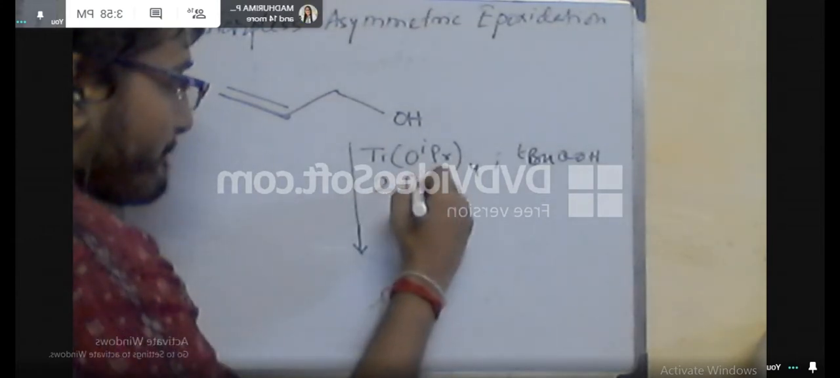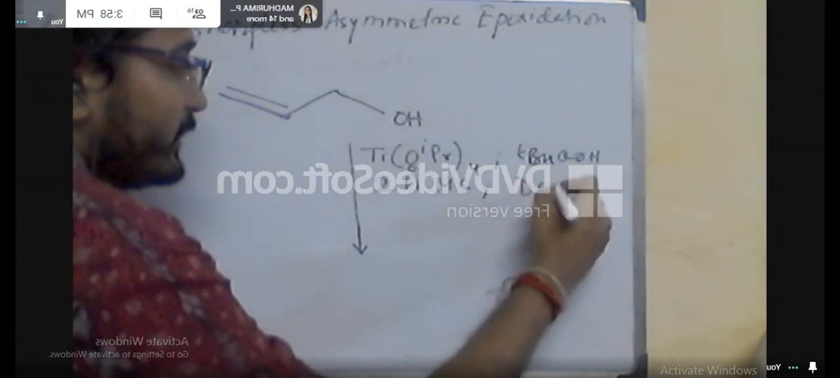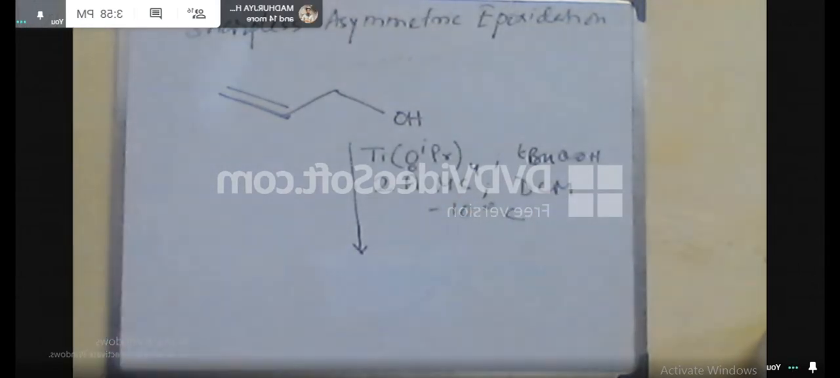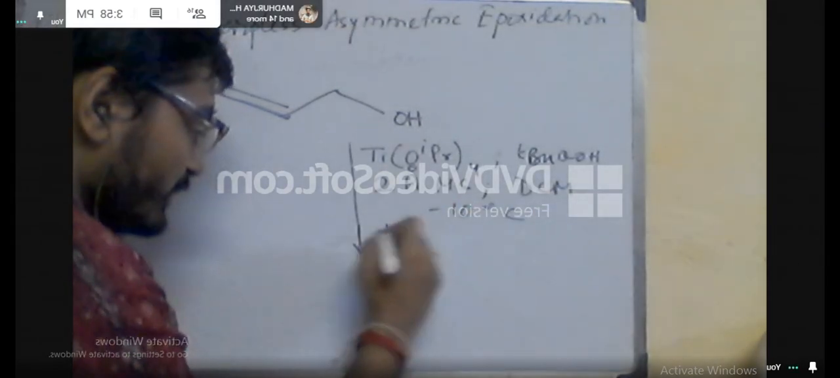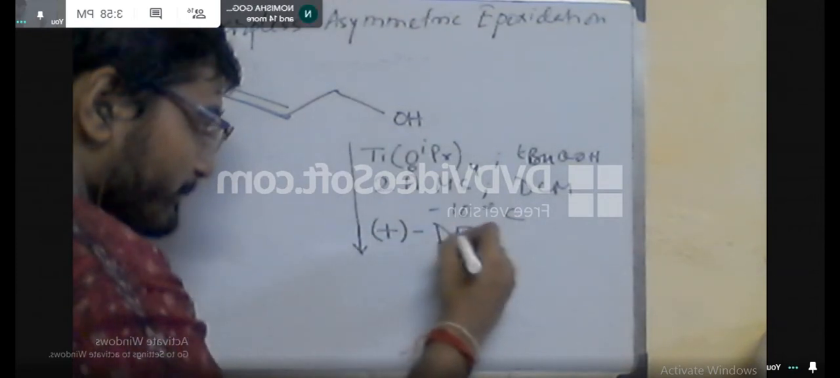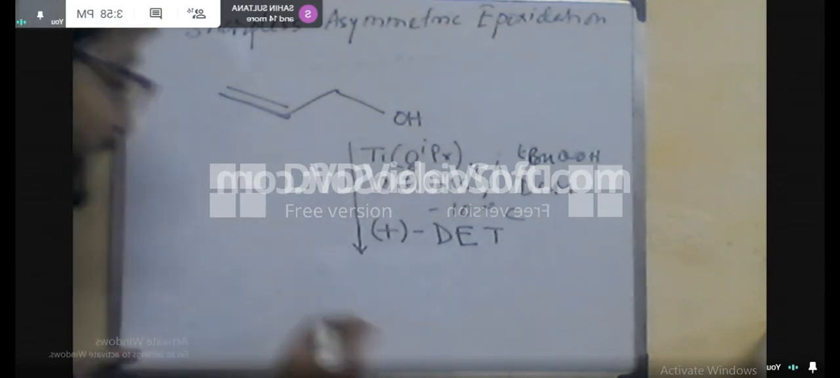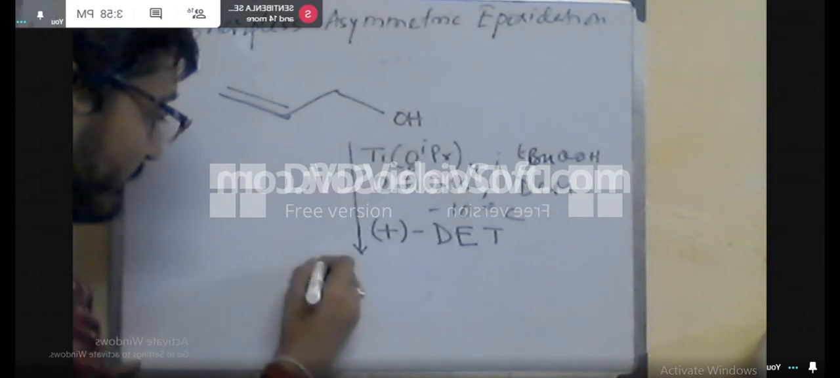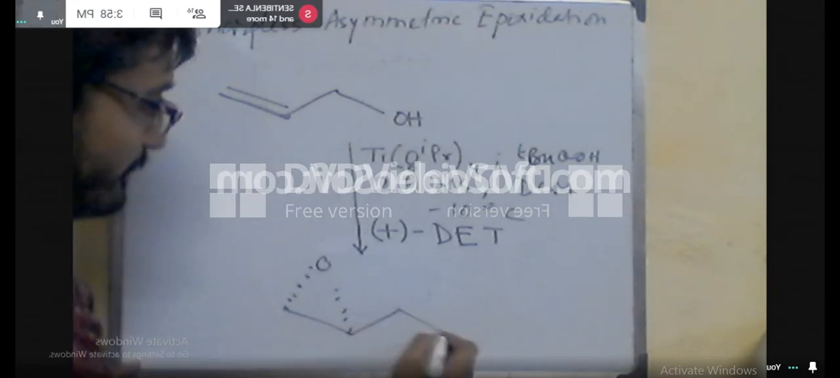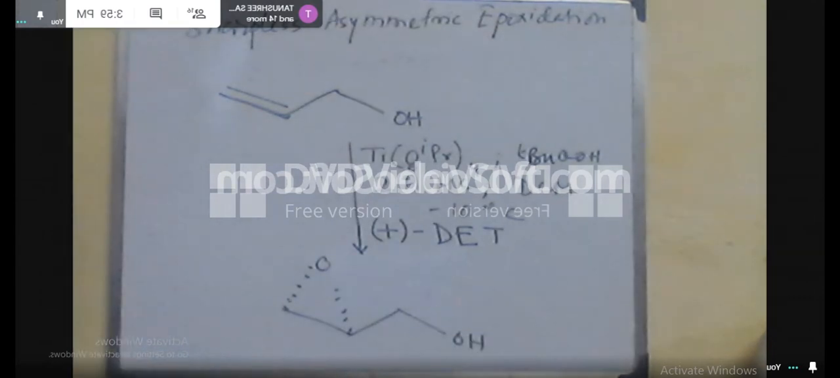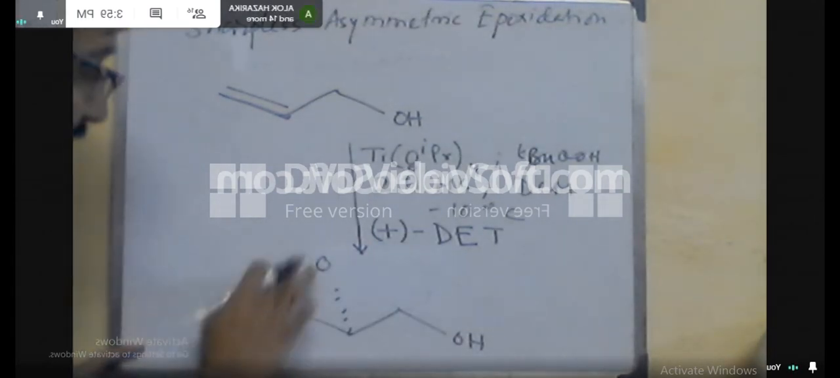How? If you use the plus DET, here you will get this, but if you use the minus DET, you will get the epoxide at the beta position. Say if you use the minus DET, you will get this epoxide. Now how will you predict which epoxide bond will be beta and which will be alpha in the allyl alcohol? So here the orientation of this double bond is important.